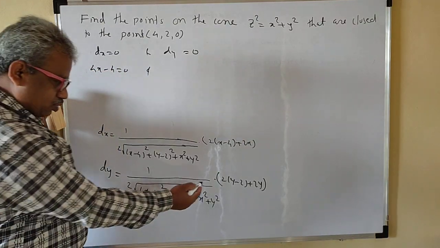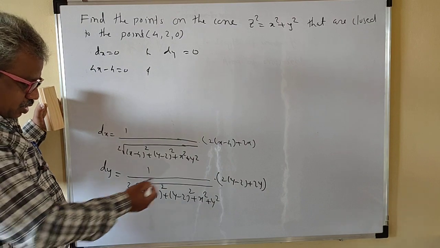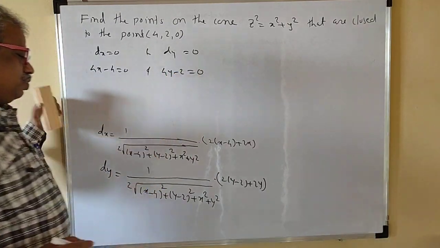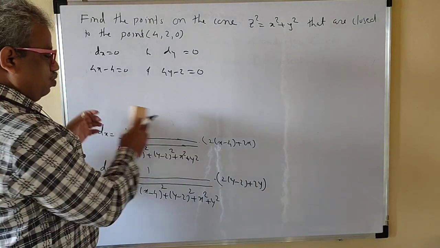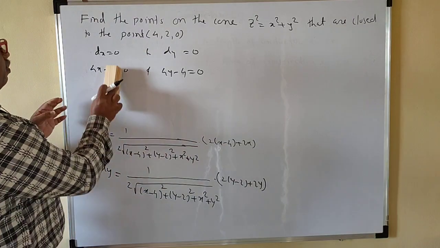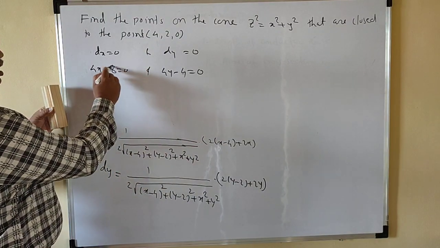And dd/dy is equal to 0 means your numerator is 0 only. Right? So I take only the numerator. This is 4y minus 2 is equal to minus 4. Oh, this is minus 4. You have to multiply by this 2 now. This is what? Minus 8. This is minus 8. Okay.